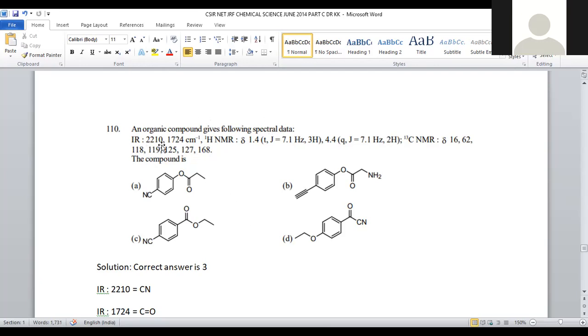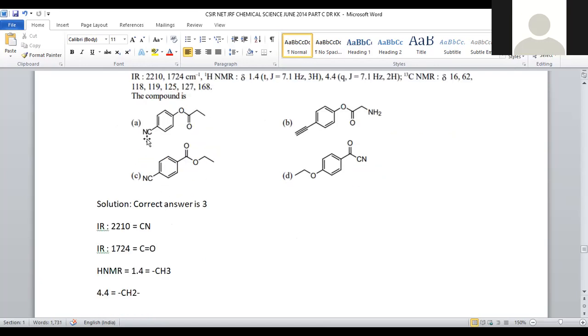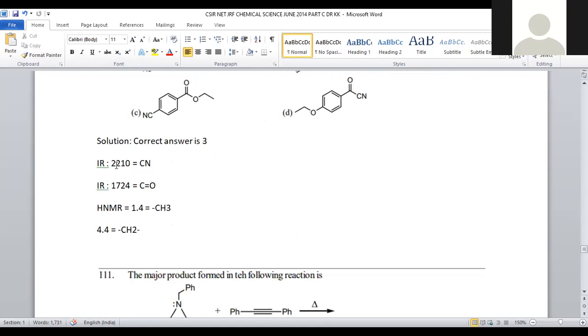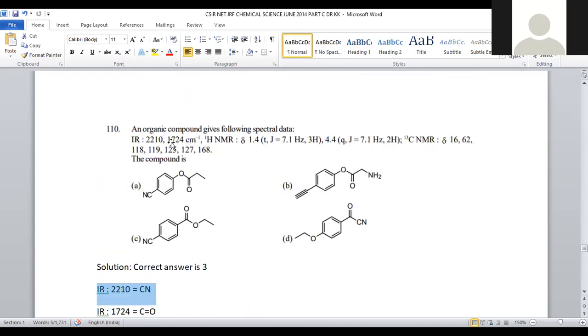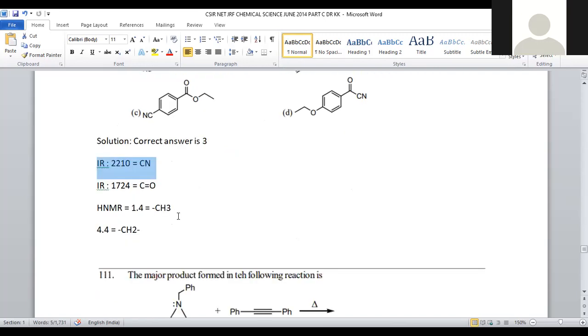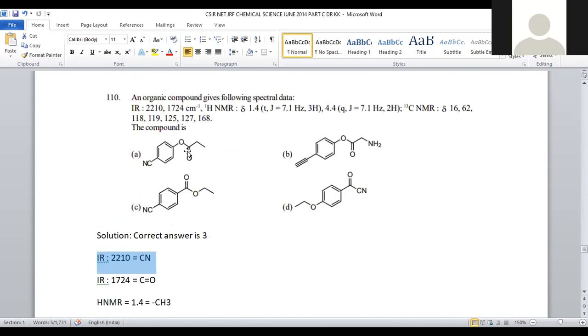IR data predicts 2210. It is a clear-cut assumption that 2210 is a characteristic peak for the nitrile, cyano functional group. Here, the cyano functional group is available in option number 1, option number 3, and option number 4 even. Right. So 2210 is a distinguishable peak for nitrile. And next is 1724. 1724 corresponds to a carbonyl functional group. Compound number 1 has carbonyl, compound number 3 has carbonyl, compound number 4 has it, and compound number 2 also has a carbonyl functional group. So it will not give the complete information for elucidation of the structure of the given organic compound.